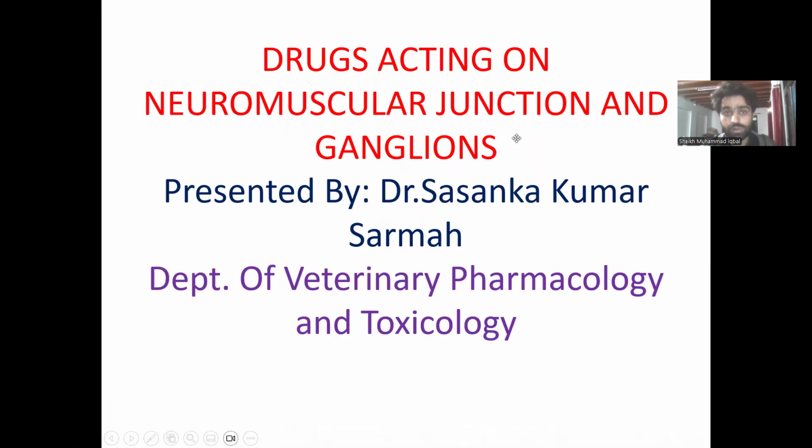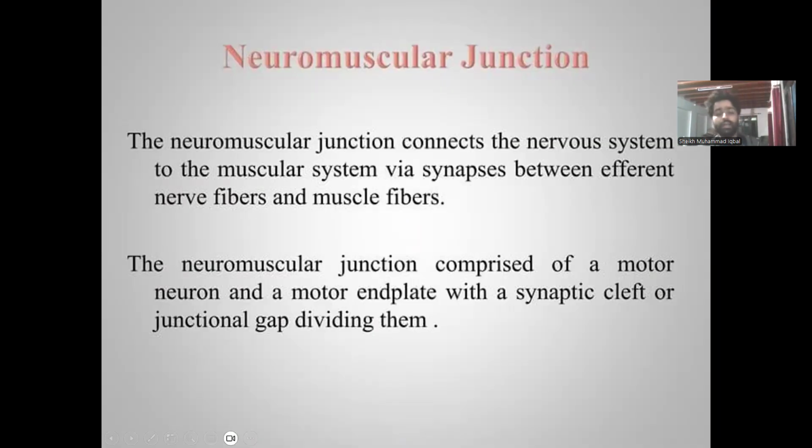Prior to that, I want you to understand what the neuromuscular junction is. The neuromuscular junction connects the nervous system to the muscular system, and this connection is via synapses. A synapse is a gap. Our nerves are not straight wires; they have connecting gaps. When we go to the neuromuscular junction, we discuss the connection between the nerve and the muscle.